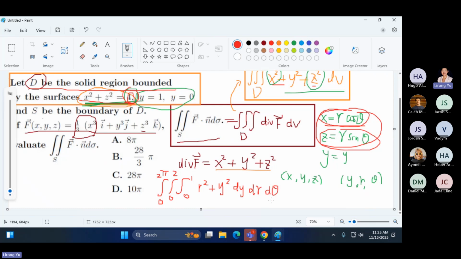Oh, we also have the r dr, right? This is a linear distance, and this is an angle distance. But for three dimensions, you have to have three distance measures, so there's one more variable as well.